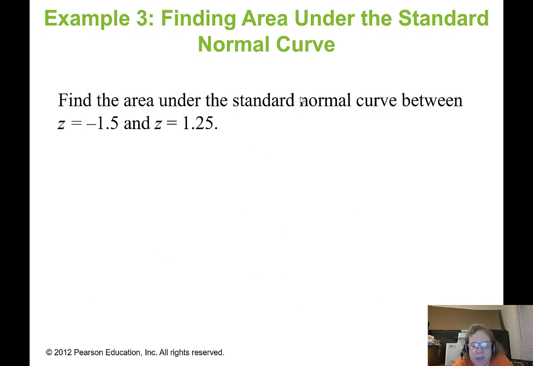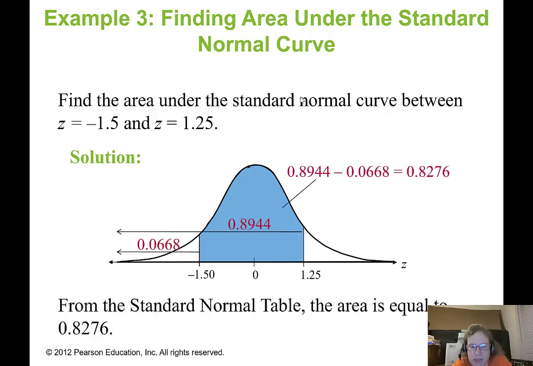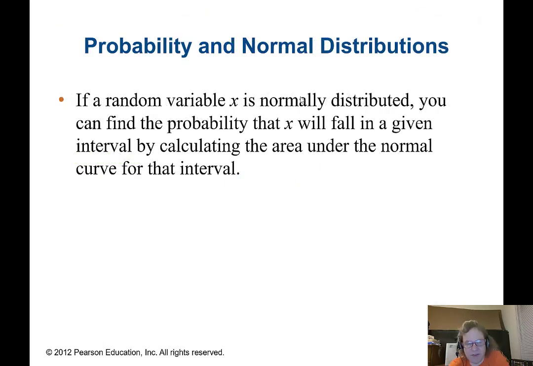And then finally, we looked at the probability between two values, specifically z equals negative 1.5 and z equals 1.25. And we went and found two cumulative probabilities in our standard normal table. We found the one that goes all the way up to 1.25, and that was 0.8944. We found the one that goes up to negative 1.50, and that was 0.0668. And then we took the difference of the two to find the probability in that specific range between negative 1.5 and 1.25. So that's where we landed at the end of the last set of lectures.